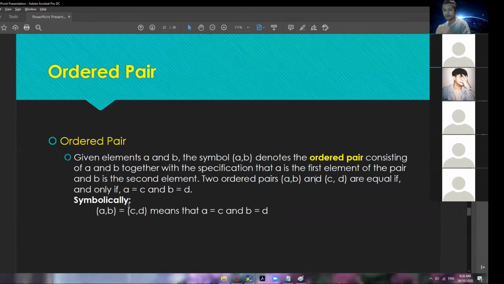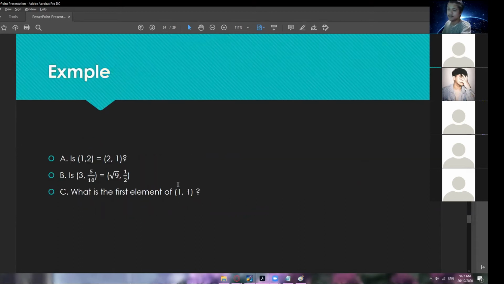So you could write this one symbolically. (A, B) is equal to (C, D) means that A is equal to C and B is equal to D. So take note, in an ordered pair, the positioning is important, first term to first term and second term to second term, because the first term is just a first term and the second term is just a second term. So this first term is equal to the other first term if they have the same values. The same with the second term of this one and the second term of the other one. So let's have an example.